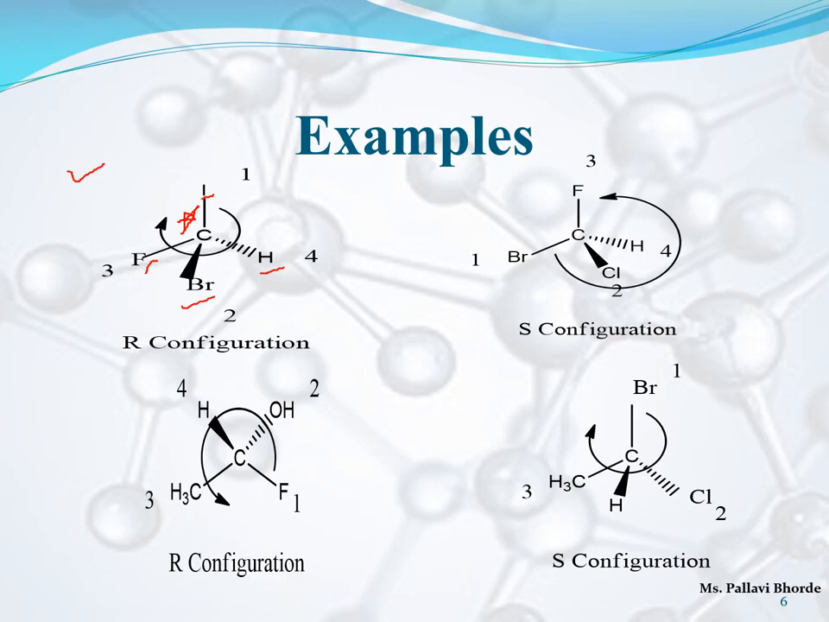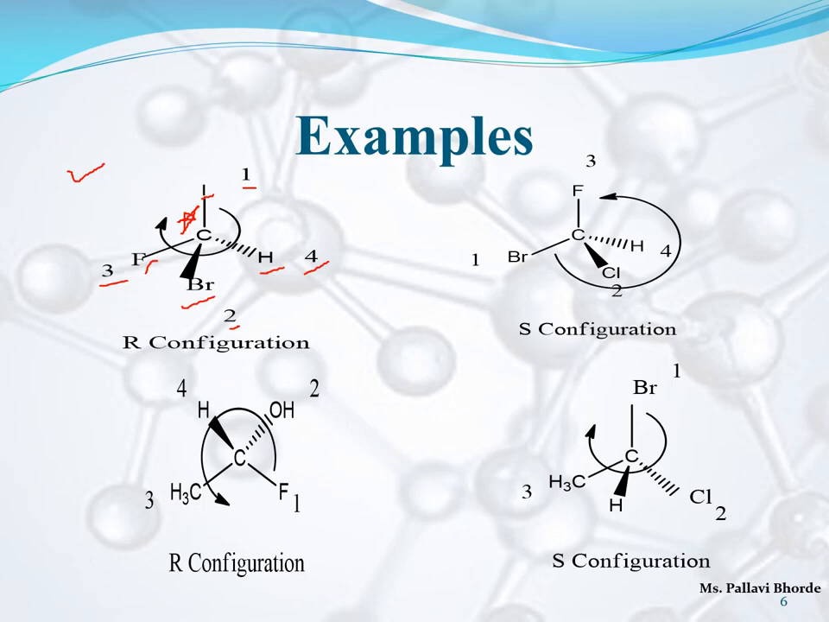So as we know, iodine, fluorine and bromine are halogens. And who is having the highest atomic number? Iodine has highest atomic number. So it has got first priority. Then we have bromine, then fluorine, and the least priority group is hydrogen because its atomic number is 1. Now we have given priority 1, 2, 3, 4.